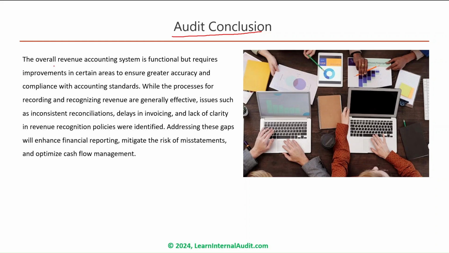Let's read through it. The overall revenue accounting system is functional but requires improvement in certain areas to ensure greater accuracy and compliance with accounting standards. While the processes for recording and recognizing revenue are generally effective, we have used the term generally because there were just a few exceptions. Issues such as inconsistent reconciliation, delays in invoicing, and lack of clarity in revenue recognition policies were identified. So these are the exceptions to that entire effectiveness. Addressing these gaps will enhance the financial reporting, mitigate the risk of misstatements, and optimize cash flow.